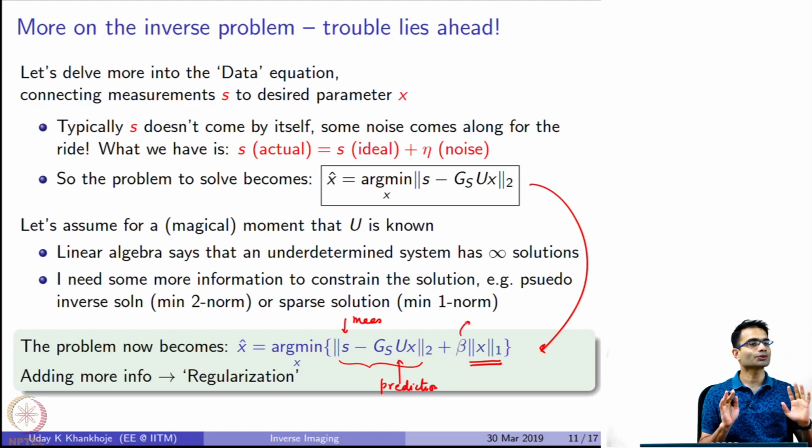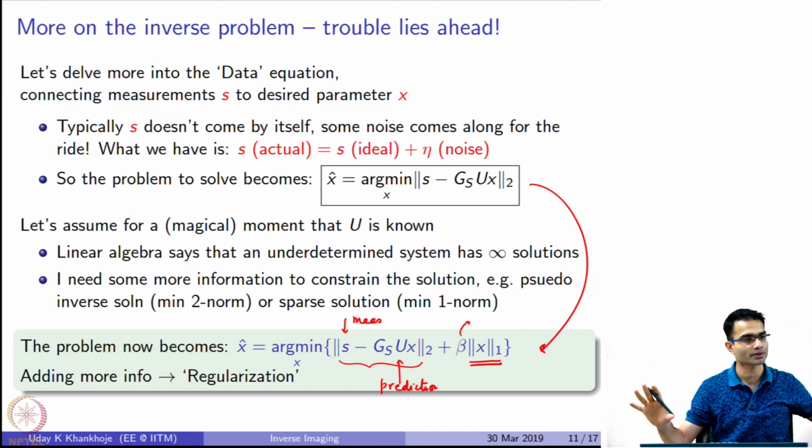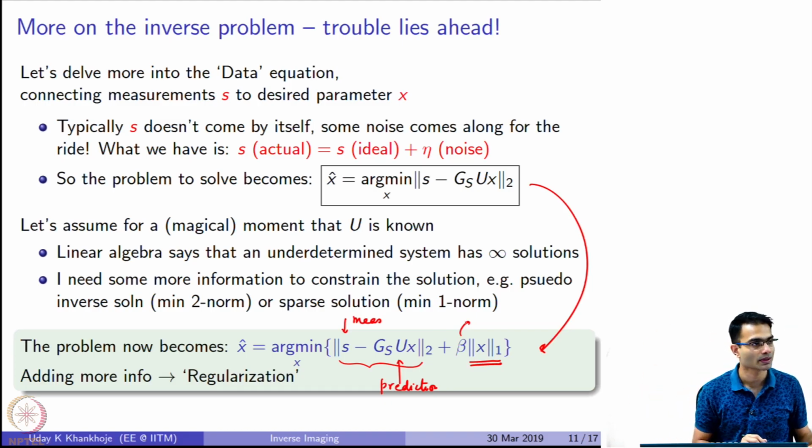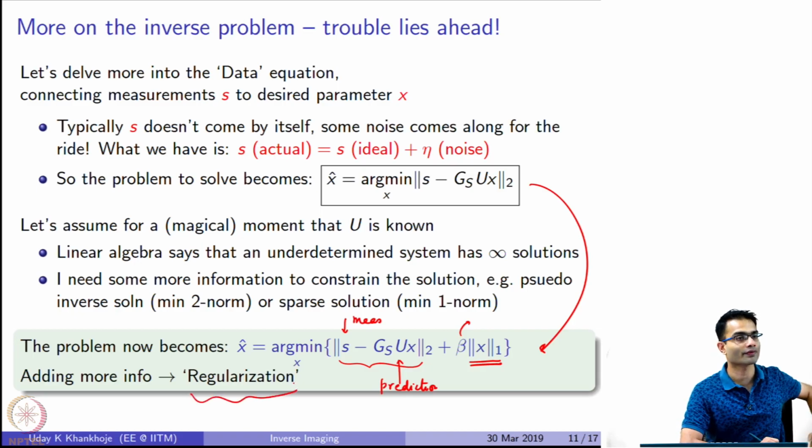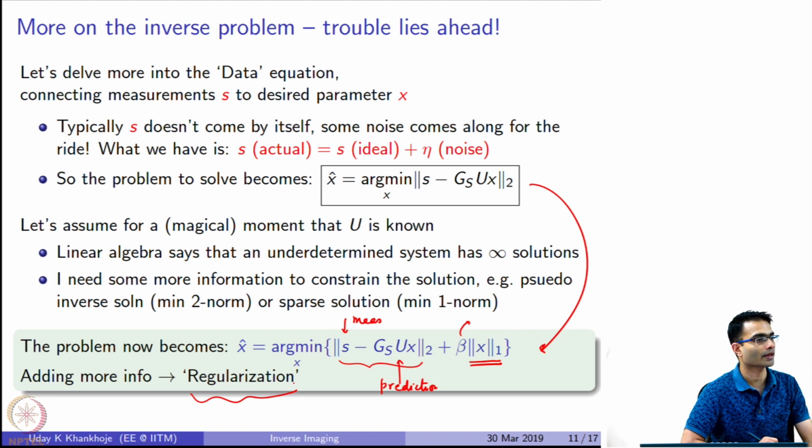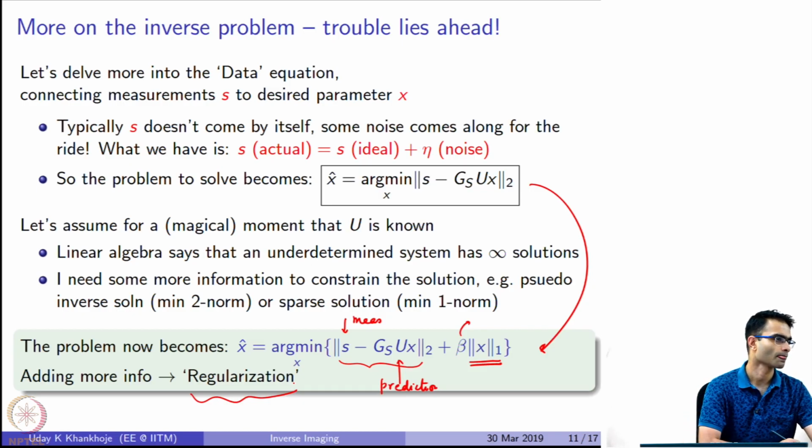So my ideal solution is what? One which minimizes both of them. Out of this infinity of solutions, I want that solution which minimizes this. And in the language of inverse problems, or even statistics, this adding more information is called regularization. That is the technical word for it. So I have regularized my solution by giving some more information. And what is that more information? Minimum 1 norm, minimum 2 norm, something else. It's up to me.